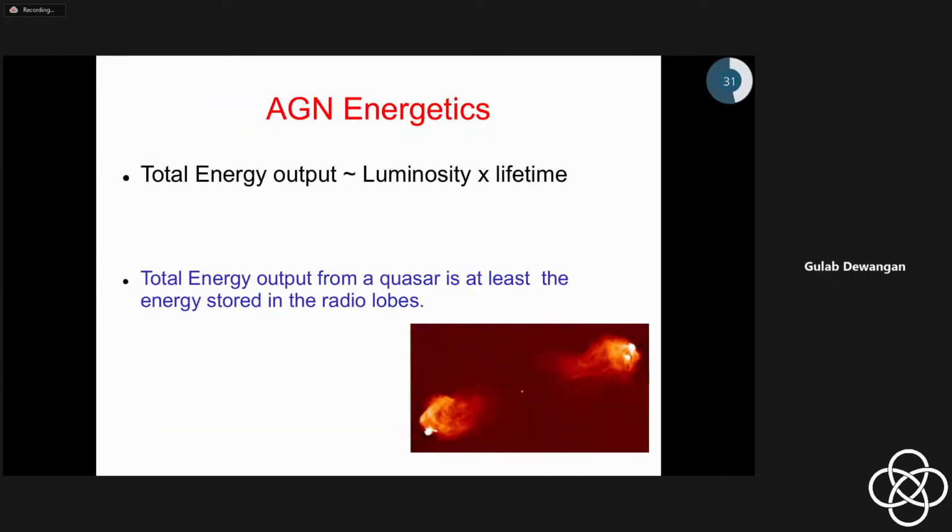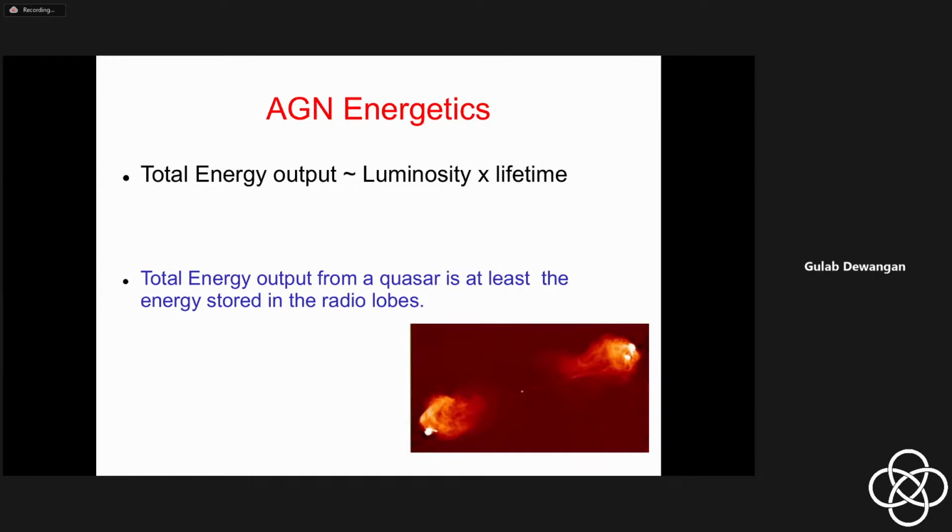So the total energy output: we know the luminosity, and if you know the lifetime we can roughly calculate the total energy output. And luminosity is about, let's say, 10 to the power 45 ergs per second or so, typically, for the variety region.